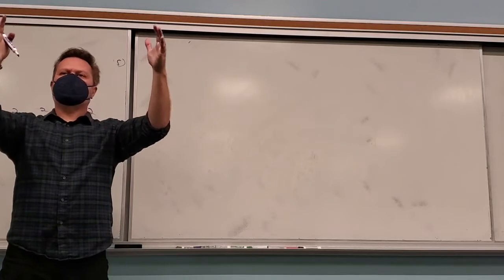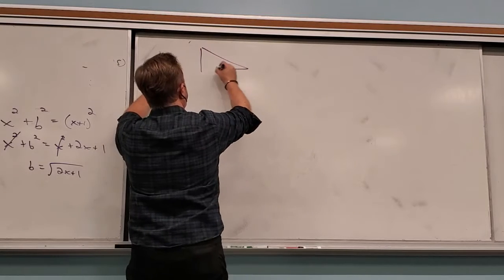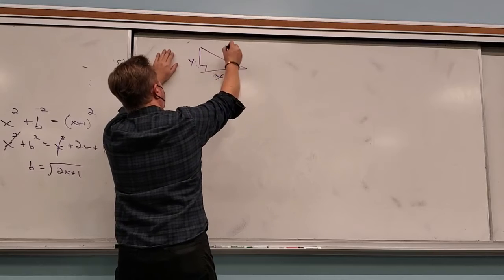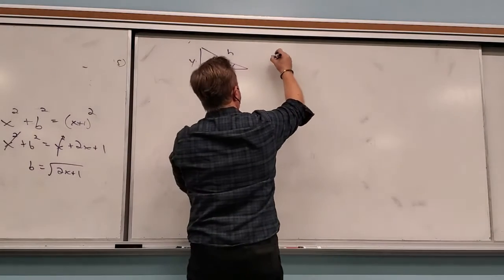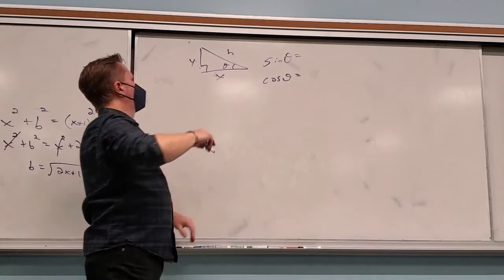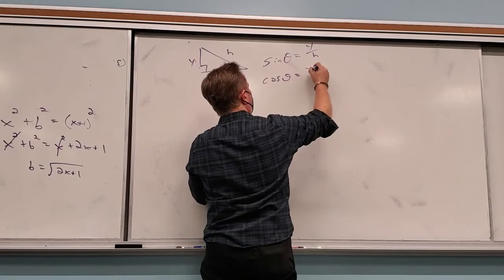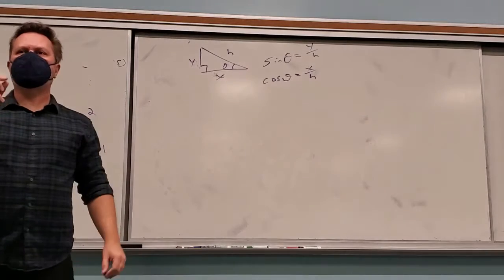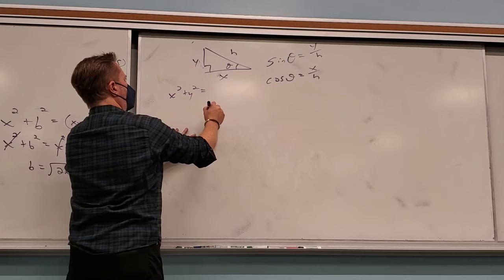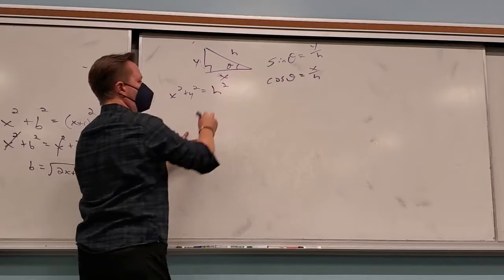So statements that are true. So the very first one I want to look at. If I'm given, let's do it this way, a triangle. Let's say that's x, that's y, and that's h. What is sine of theta, of course? Y over h. And what's cosine? X over h. One more thing. What is x squared plus y squared? H squared. Okay, good. Everybody with me?